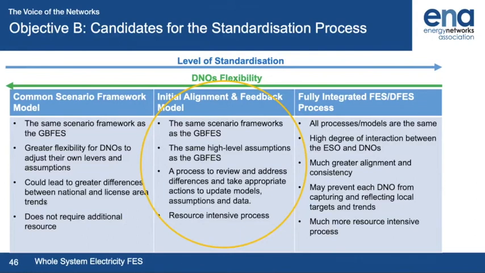So we came up with the third process, which we have here in the middle. In this process, we provide the highest level of flexibility for DNOs without compromising standardization. So what we have here is that the scenarios and the frameworks are the same as National Grid's. We also have the high-level assumptions and levers as National Grid. We also have a process at the end of each cycle to check the trends between National Grid and DNOs to see if there's any significant difference. If there is, we will check the assumptions and the models, and we will update them for the next cycle. This method is also a little bit resource intensive, but not as much as the method on the right side. And next slide, Dan, please.